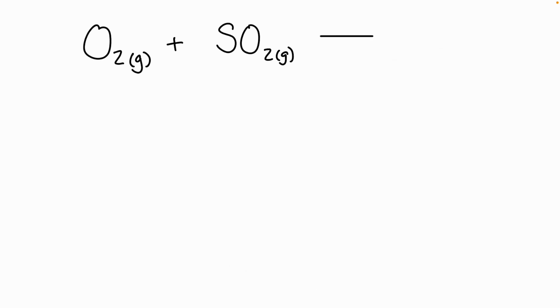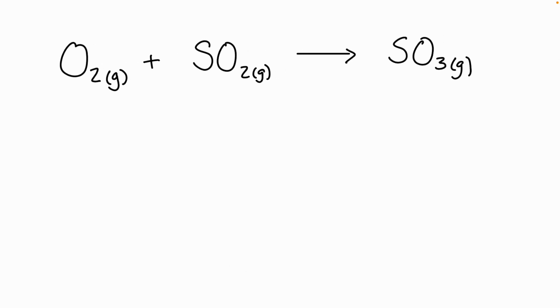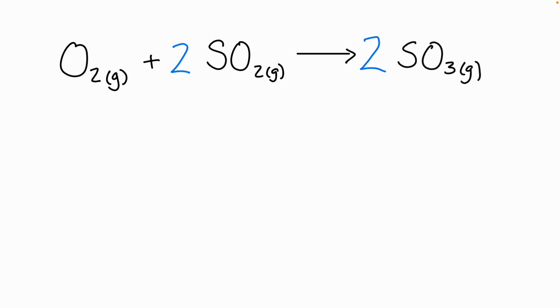All right, so we're going to look at another reaction here. If we take oxygen and sulfur dioxide, these will react to form sulfur trioxide. But before this chemical equation is any good to us, we're going to have to balance it. The only way to square this off would be to put twos here. I got the same number of sulfurs and oxygens on both sides.